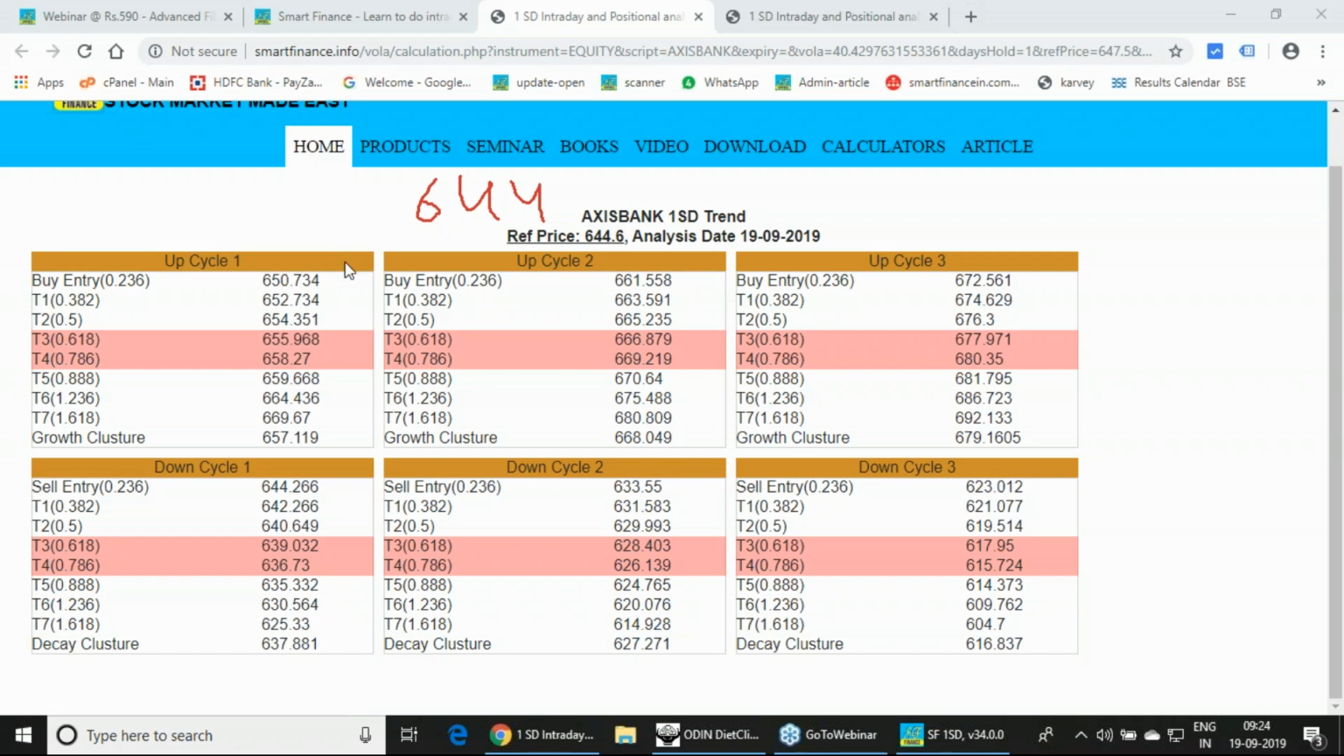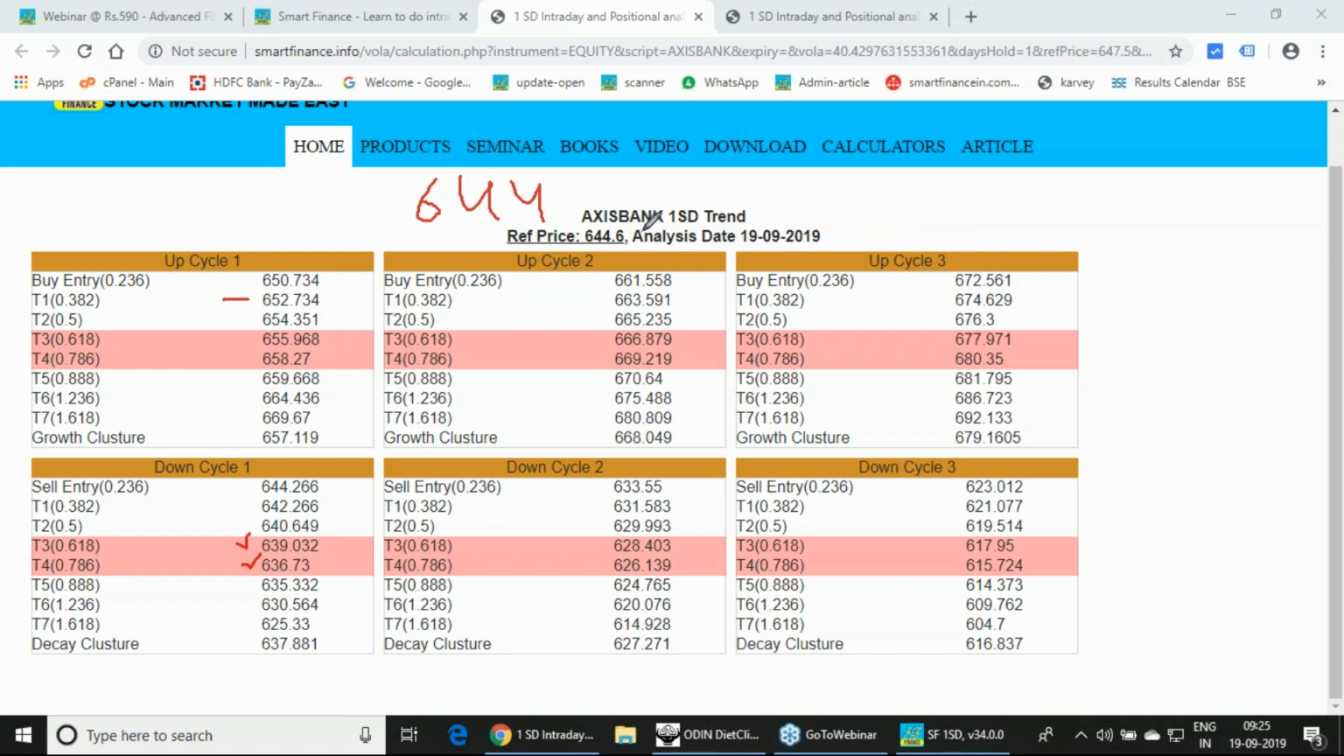We can sell Axis Bank with a stop loss of 652.73, and our first target we will keep at 639, then 636.75, and so on. So here a question comes: if you are an equity trader and your position size is only 100 shares or 50 shares, there is no need for hedging.